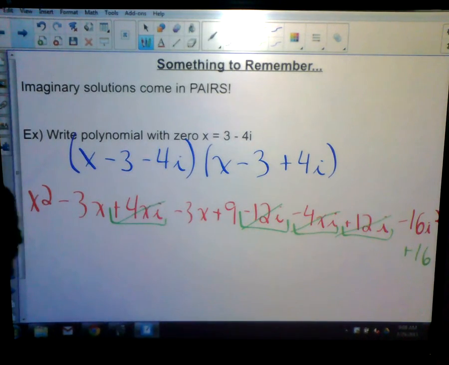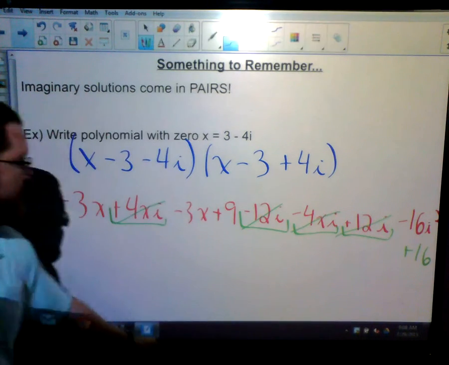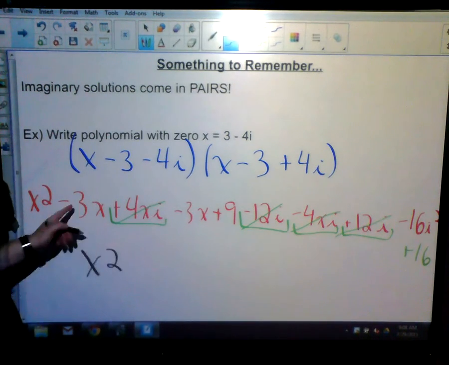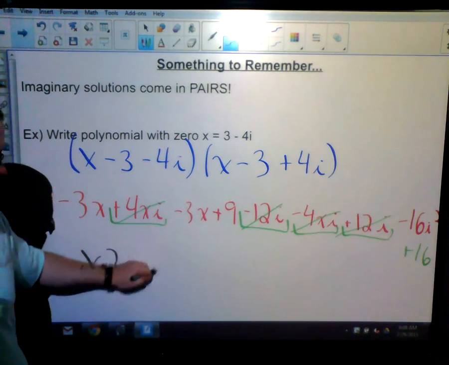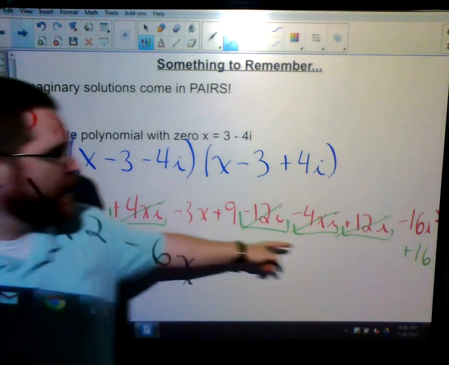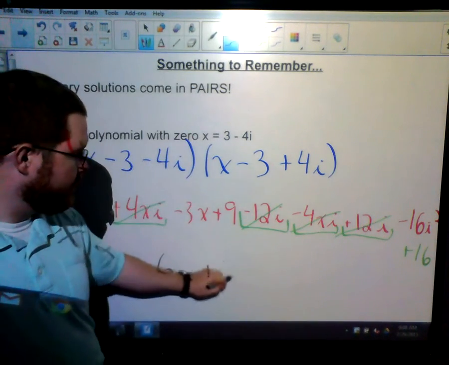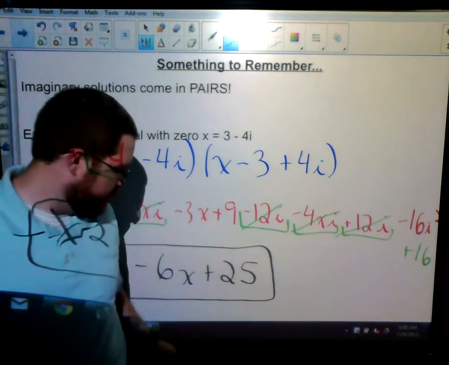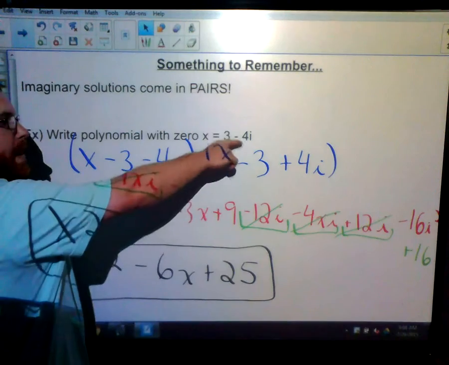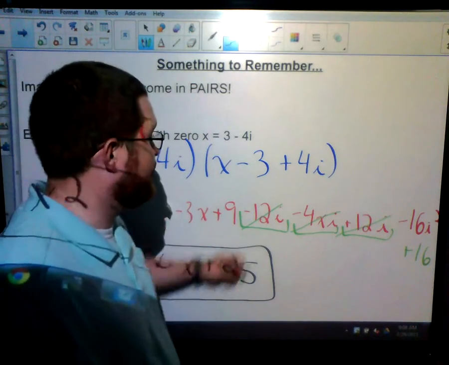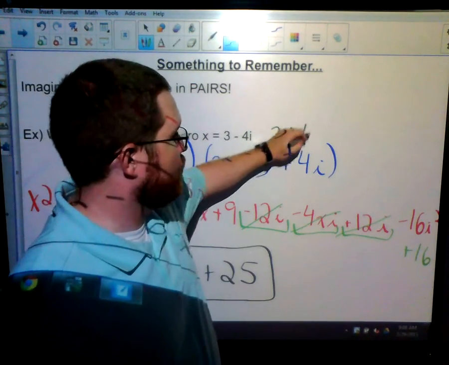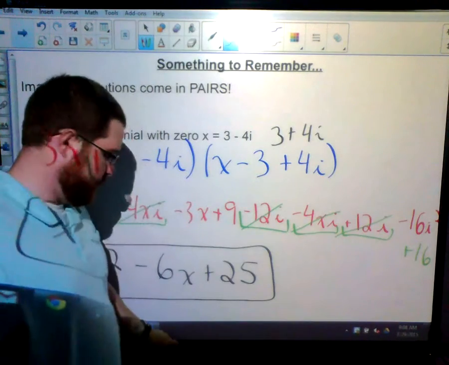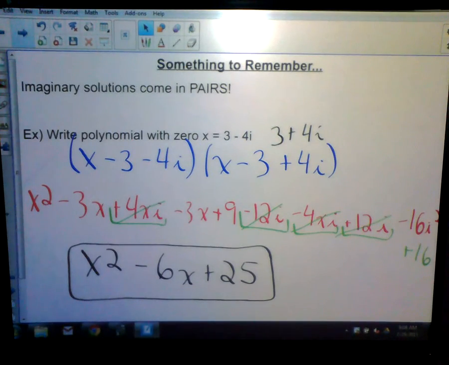So let's combine like terms. My answer is going to be x squared. Minus 3x and minus 3x is minus 6x. Plus 9 and plus 16 is plus 25. That's an equation that has a 0 at 3 minus 4i, and it also has a 0 at 3 plus 4i. Because imaginary answers come in pairs.